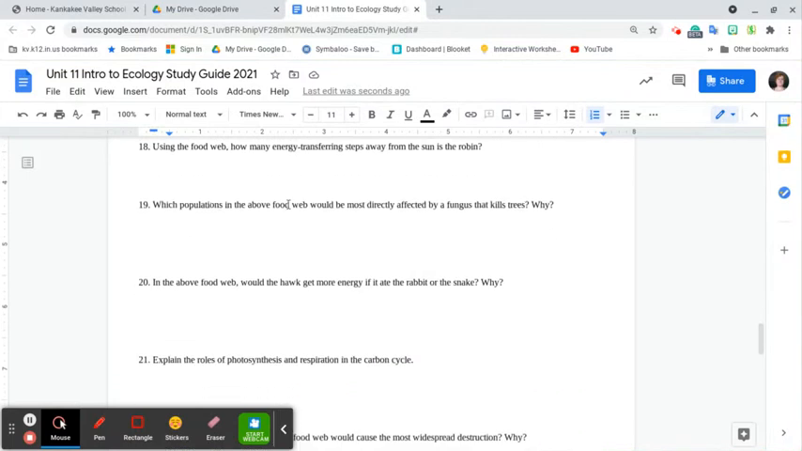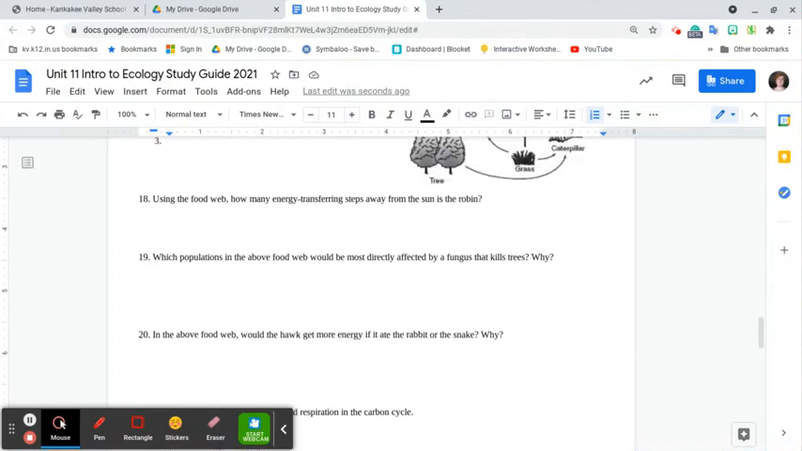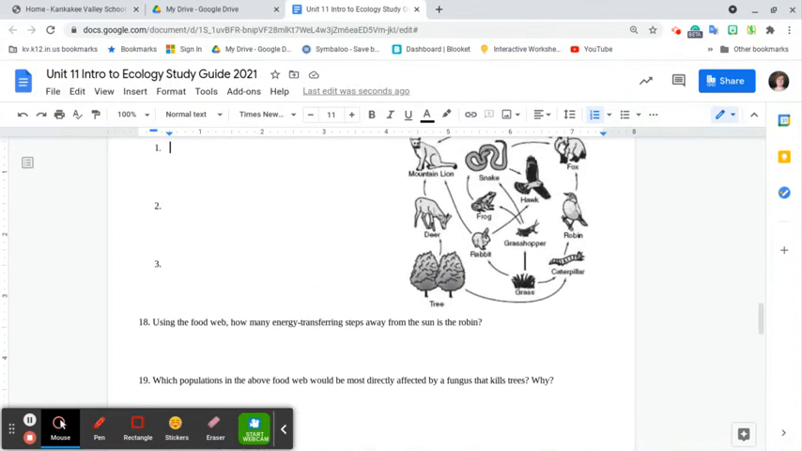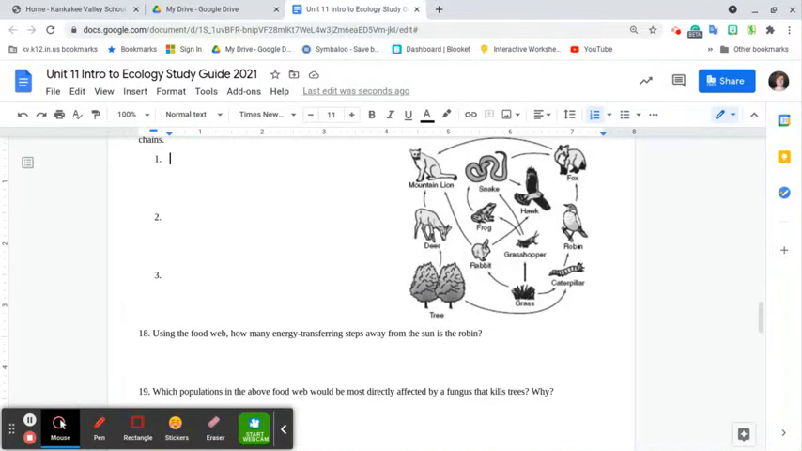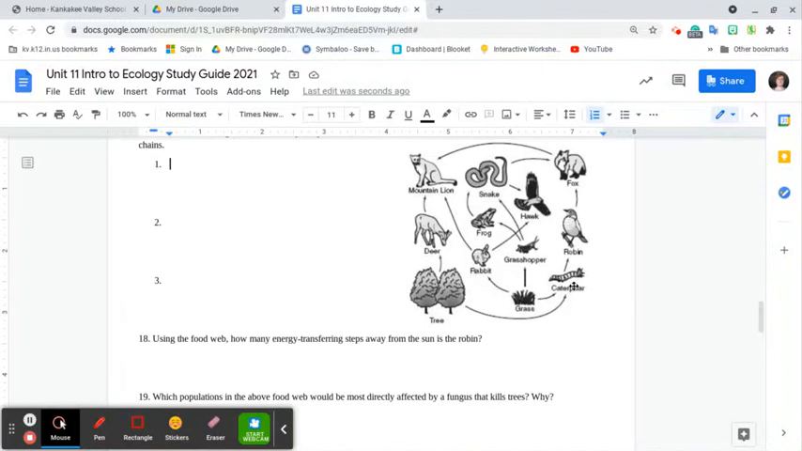Which population in the above food web would be most directly affected by a fungus that kills the trees? So, most directly. So, if there were no trees, what's going to happen? Well, the deer only eat trees, according to this food web. So, they are going to be the first to be impacted. The caterpillar, slightly impacted, but he also eats grass. So that means he would have to eat more grass, which could affect the rabbits.